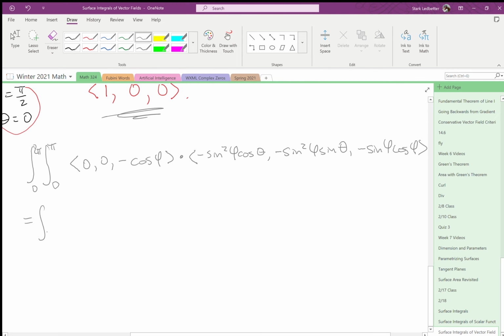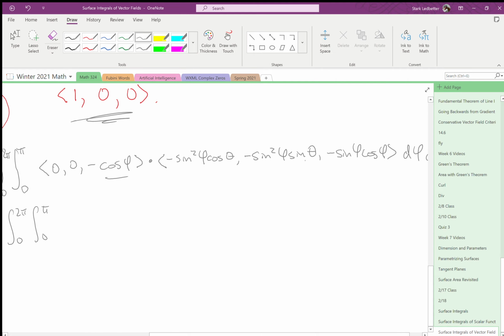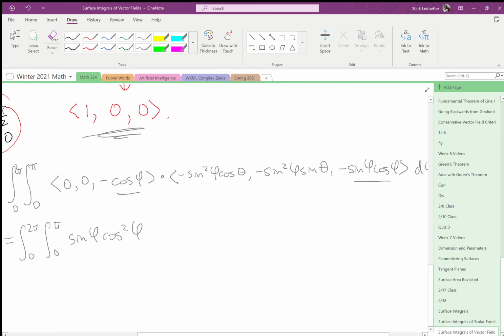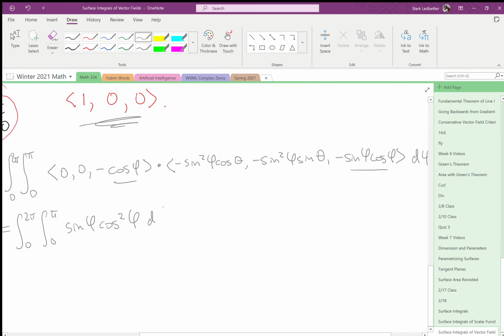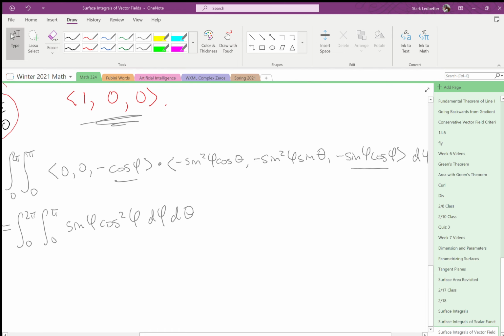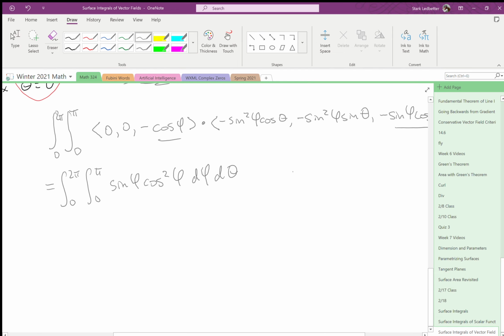Okay, then I calculate the dot product, which is good because there's lots of zeros in the first vector. So it's really just this last thing times this last thing. A negative and a negative make a positive, so that's great. So that's sine phi cosine squared phi. There's no thetas. d phi, d theta. And then I need a little bit of u substitution. So u equals cosine phi, du, more negative signs, my favorite, is negative sine phi d phi. I'm going to sub out the sine phi d phi for a negative du.